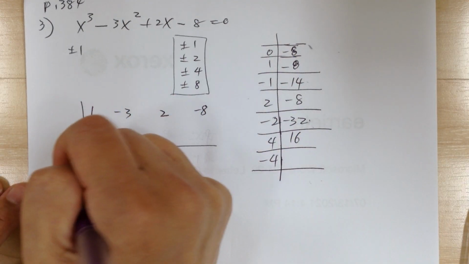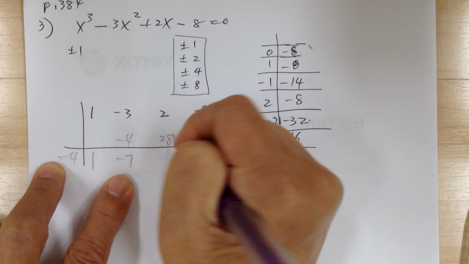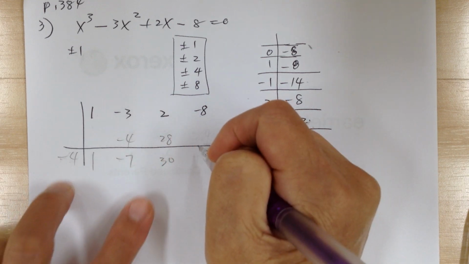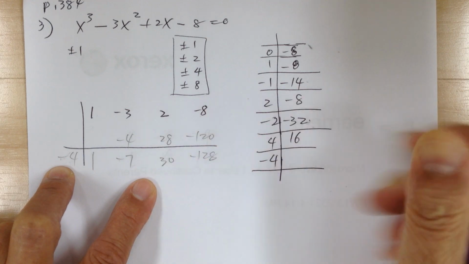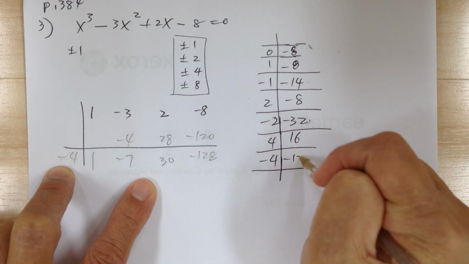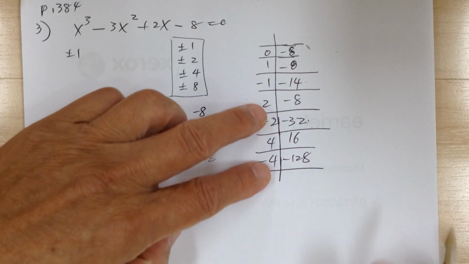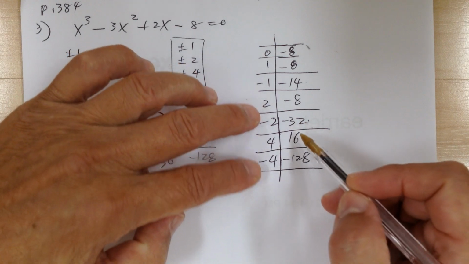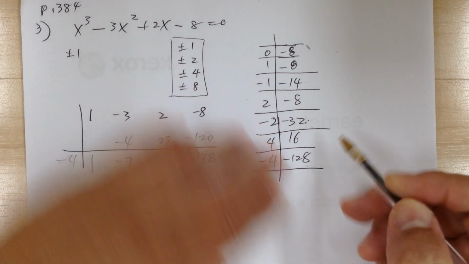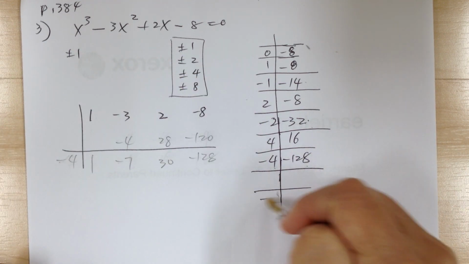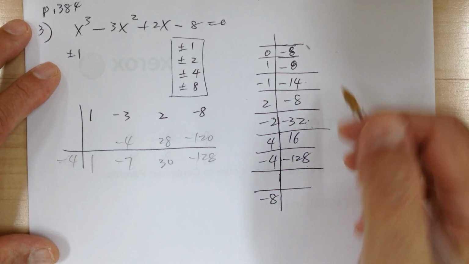Okay, so let's go and try negative 4. So you drop, multiply, you add, multiply, you add, multiply, you add. So this is way out there. You can see the numbers start to get really big. At negative 2, you get negative 32; at negative 4, you're going to get negative 128. So that means if you go to negative 8, it's going to be much bigger. So I don't even want to try it. You can see the trend.